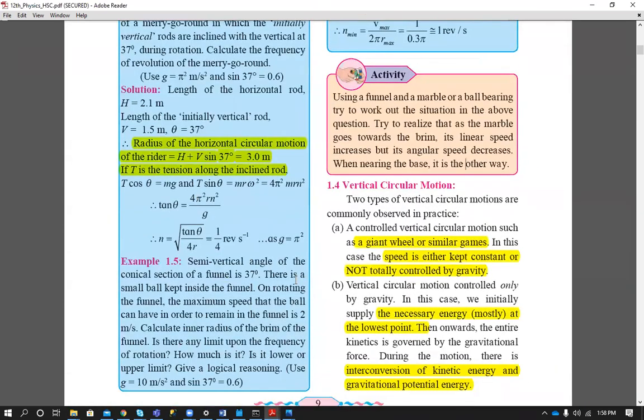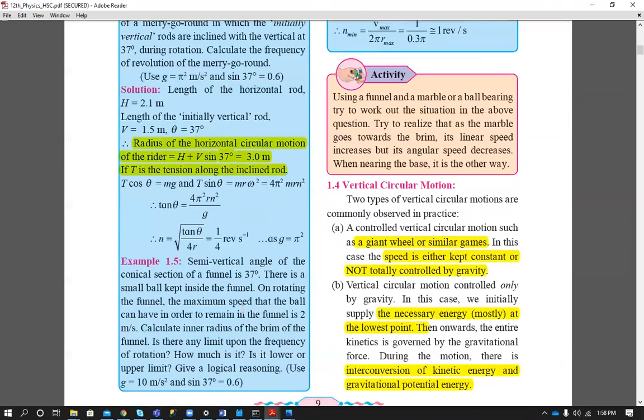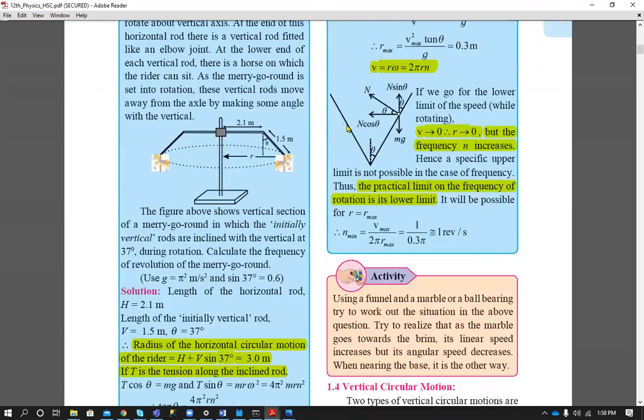A funnel is given in the diagram. The semi-vertical angle of the funnel is 37 degrees. There is a small ball kept inside the funnel. On rotating the funnel, this is your vertical section of the cone. When this section is removed, there is a ball inside this vertical section.